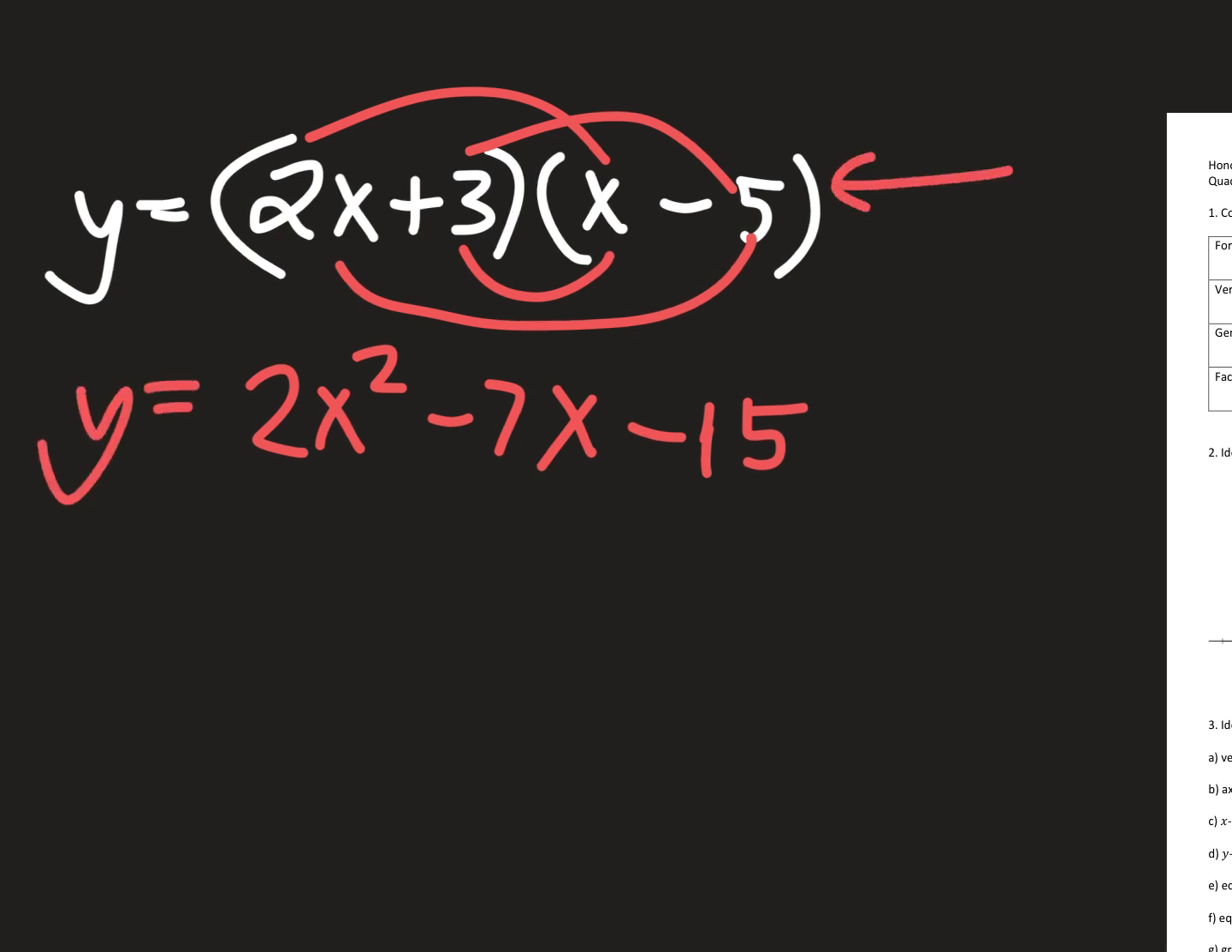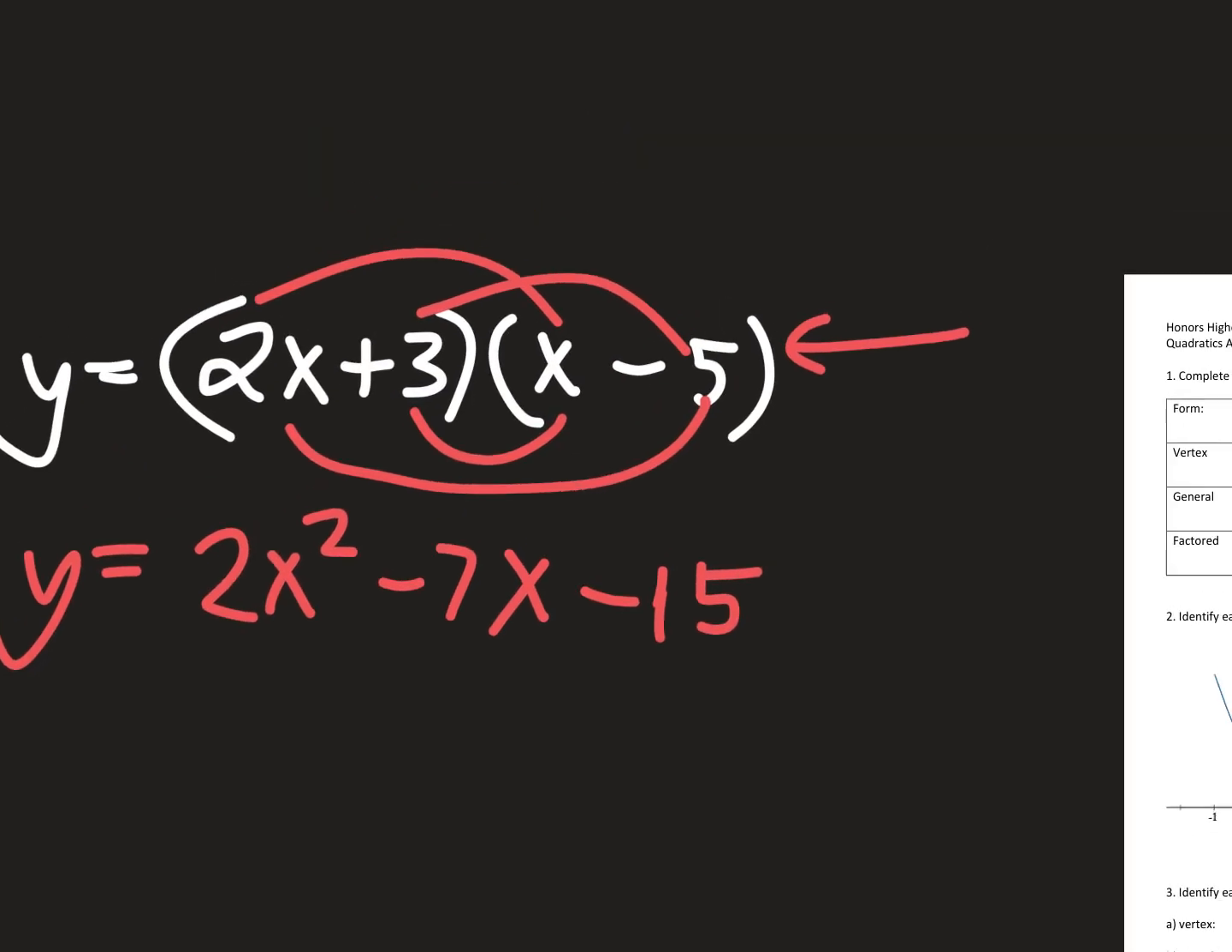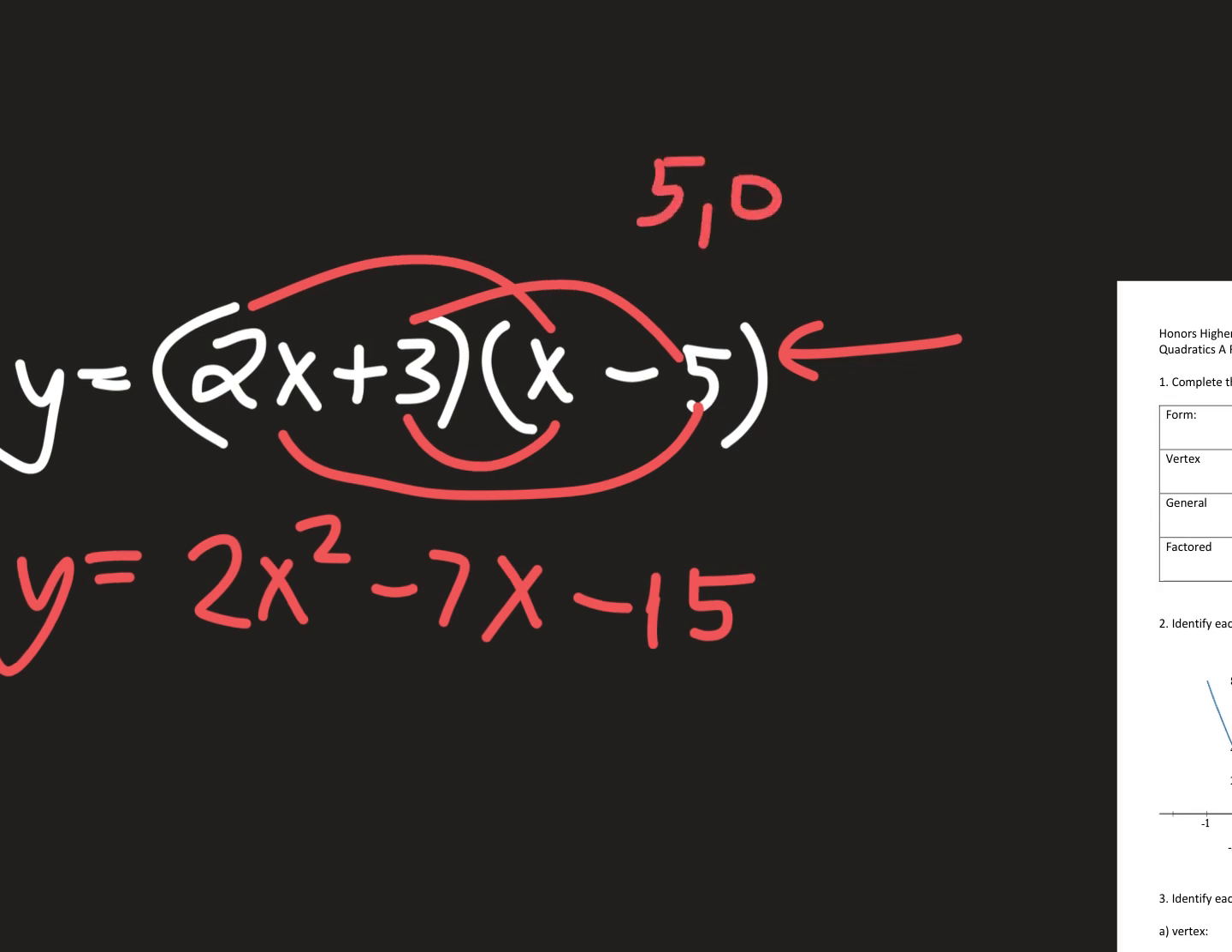Now let's talk about what these different forms are good for. This one tells you the x-intercepts. I'm not asking you to find them right now, but I know you could. The x-intercepts for this one, for instance, would be 5, 0. And for this one, it would be negative 3 over 2, 0. All right, you can find x-intercepts from that.